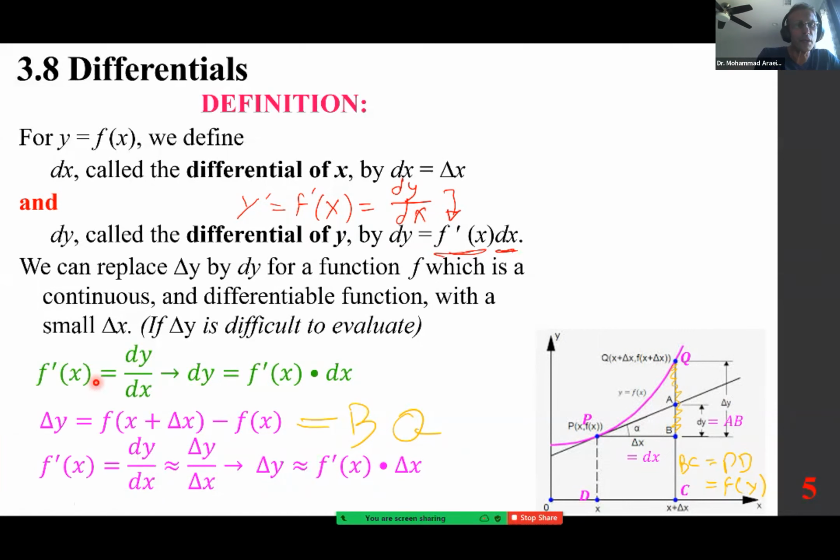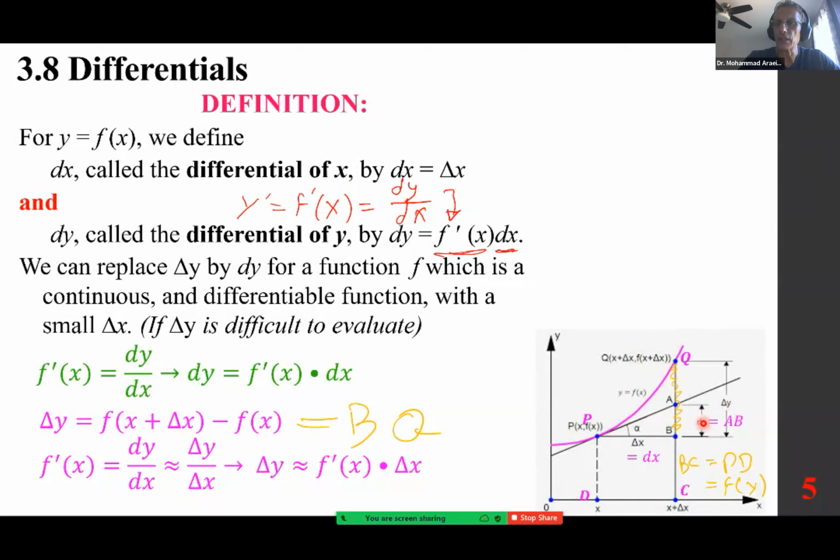As we mentioned, f prime is dy/dx. If we approximate it by delta y over delta x, then delta y is approximated by the product of f prime of x times delta x, instead of f prime of x dx. Now let's discuss dy as far as the graph is concerned. So this is the function and this is the tangent line. So delta y represents the change in y along the curve.